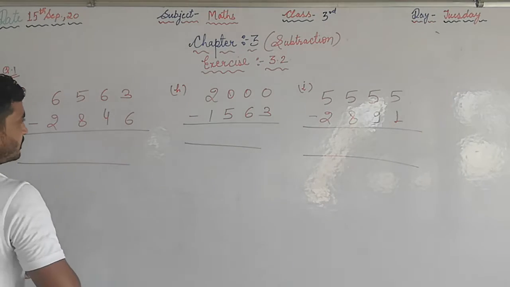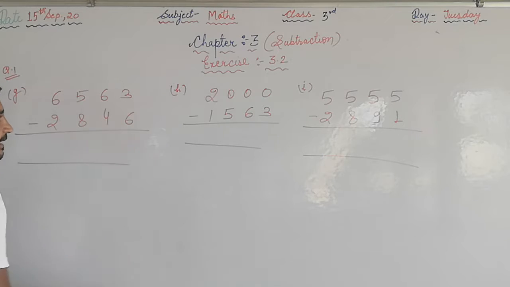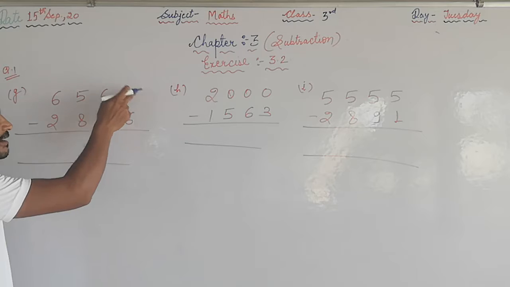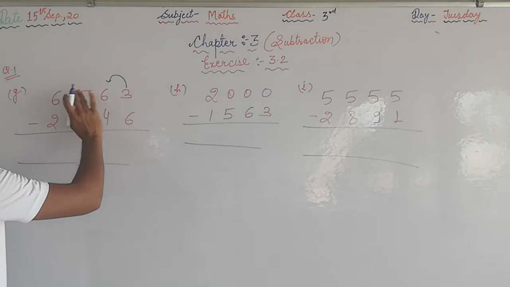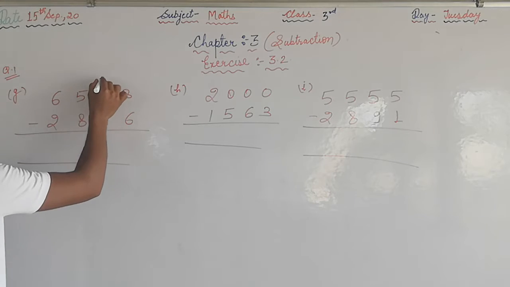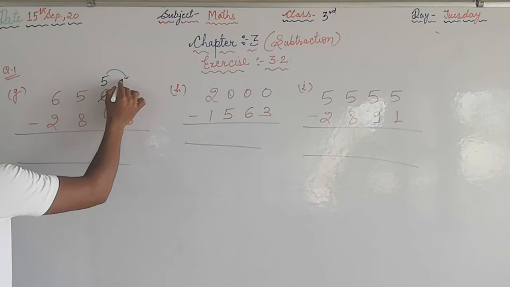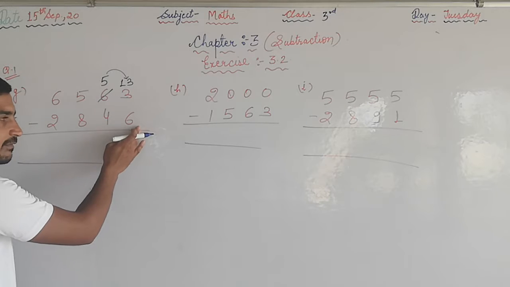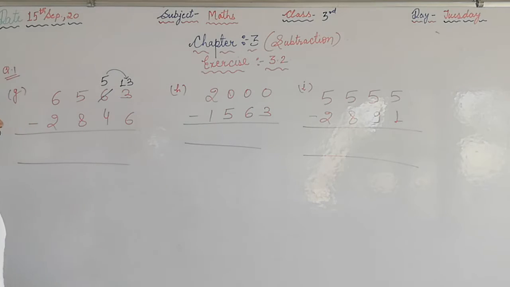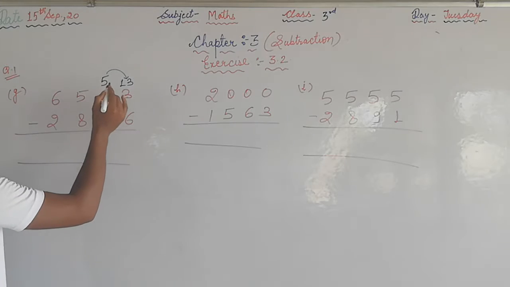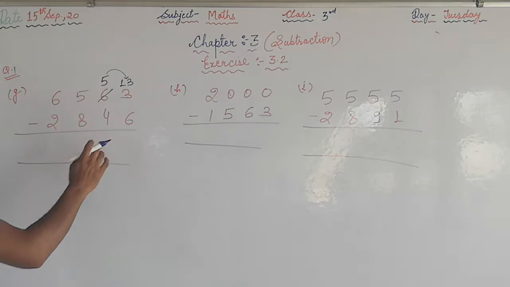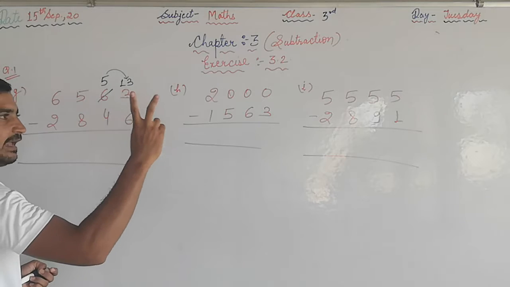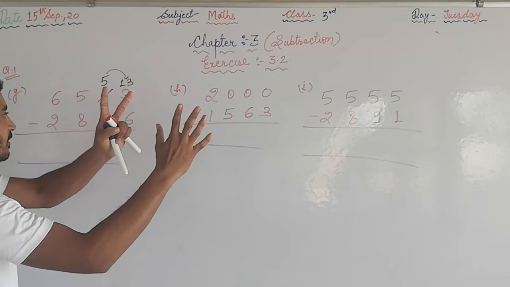Question number G, you have to subtract 6 from 3, which is not possible because 6 is greater than 3. Then you have to take carry from the next number. When you take carry, here it becomes 5 and this number becomes 13, because 10 plus 3. We already discussed in the previous lecture how we borrow the carry from the next place number. Now you have to subtract 6 from 13. Now it's possible, because 6 is smaller than 13. Counting 7, 8, 9, 10, 11, 12, 13. What is the result? 7.